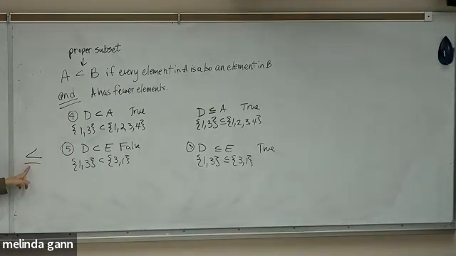What's that symbol say? Less than or equal to. Now, a number can't be less than and equal at the same time. That's why that's not less than and equal to. That's less than or equal to.